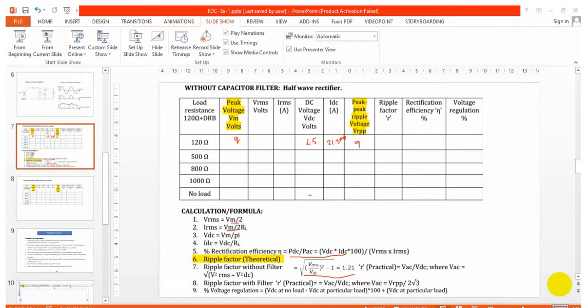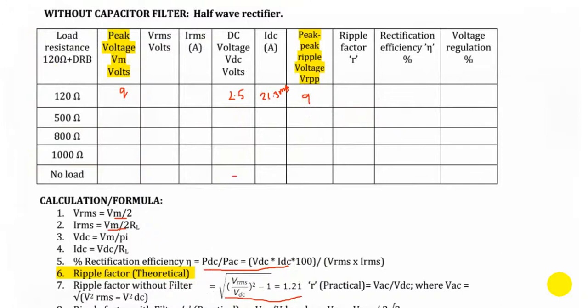So 2.6 I am getting. So I am writing for 500 ohm. My peak value is 9 volt, whereas my VDC is 2.6 volt. Okay. Now we want to find out the IDC and peak to peak ripple voltage.